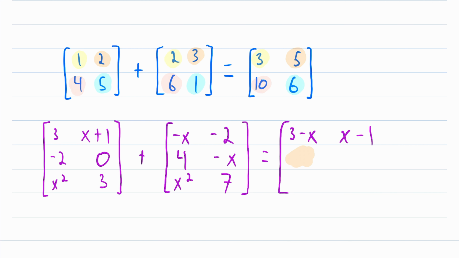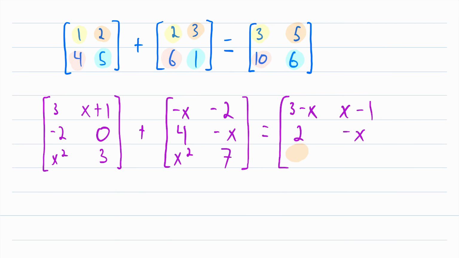Then, second row, first column, add these together. Negative 2 plus 4, that's going to be positive 2. Then, second row, second column, add these together. 0 plus negative x, that's just negative x. Then, third row, first column, just add these entries together. That's x squared plus x squared, which is equal to 2x squared. Finally, the third row, second column, that's 3 plus 7. That, of course, will give us 10, and that is the sum of these two matrices.